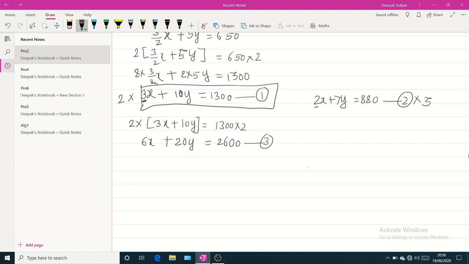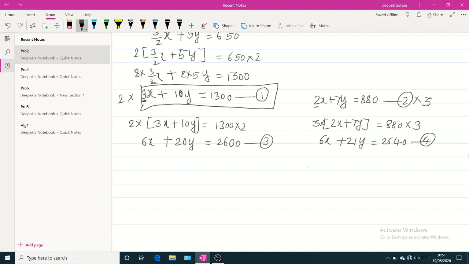And by multiplying equation 2 by 3, the left hand side is 2x plus 7y, and the right hand side 880 we multiply by 3 on both sides. So 3 2s are 6x plus 3 7s are 21y is equal to 880 into 3, that is 2640. So this is equation 4. We got equation 3, we got equation 4.